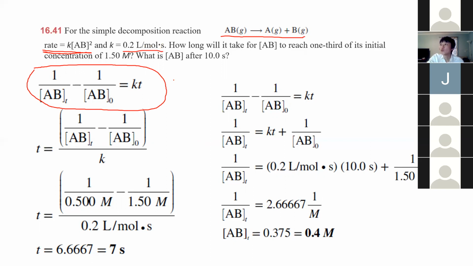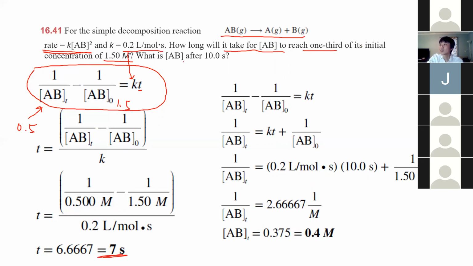In this question, we know the initial concentration is 1.5, and it asks us how long it takes for the concentration to reach 1/3 of the initial concentration. That will be 1.5 times 1/3, which is 0.5. So here the final concentration will be 0.5, and the initial concentration is 1.5. The k value is given, so we can calculate t. So we got 7 seconds.